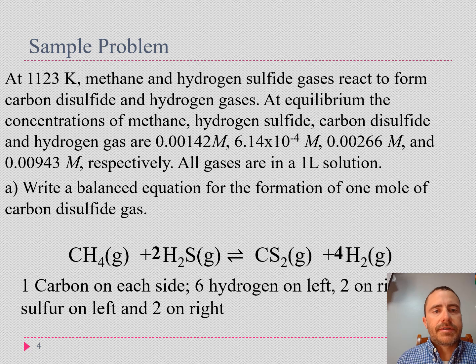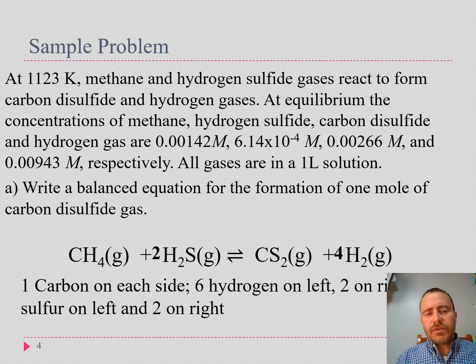Well, here we're going to work another sample problem, and most of the problem is going to be on the next slide. We have that methane and hydrogen sulfide gases are going to react together to form carbon disulfide and hydrogen gases, and it gives us some equilibrium concentrations of each one of them. Notice that these are equilibrium concentrations, but we're talking about gases. And so we have to think about that for a minute and see if that comes into play.